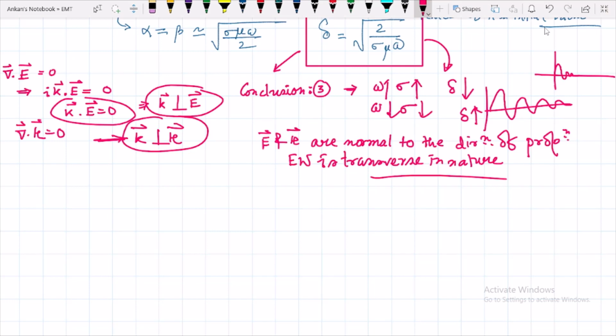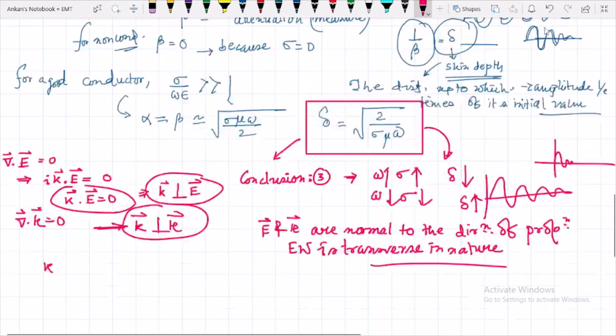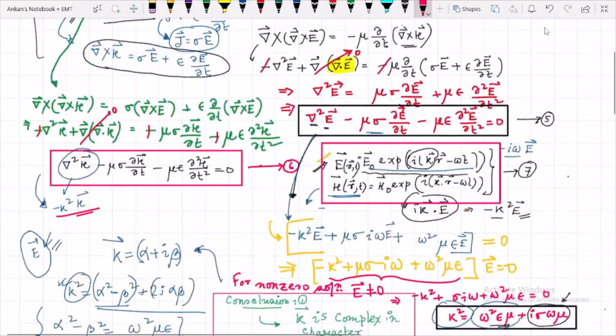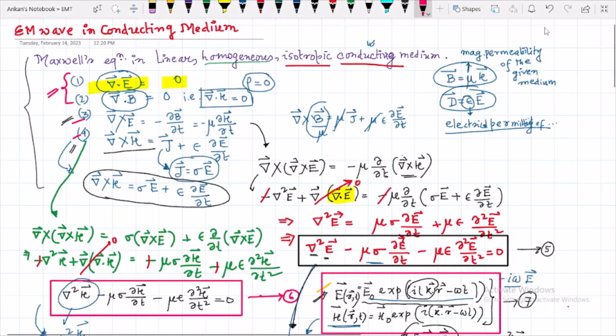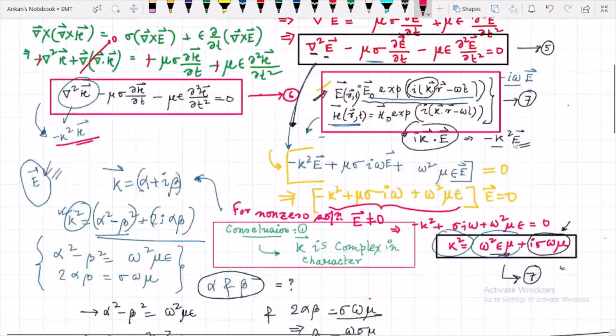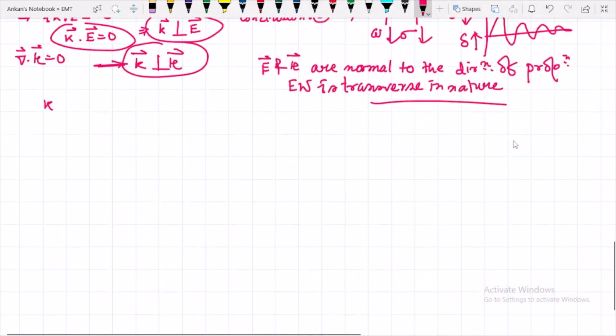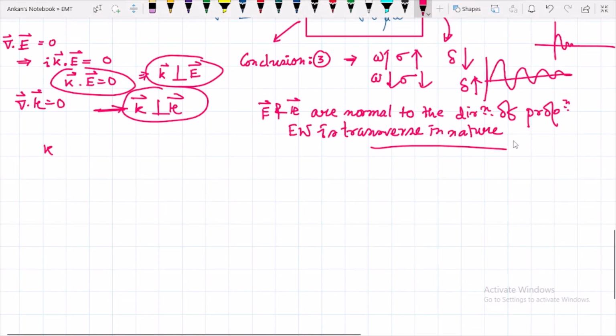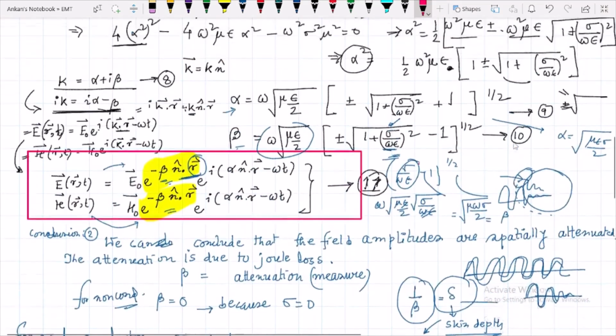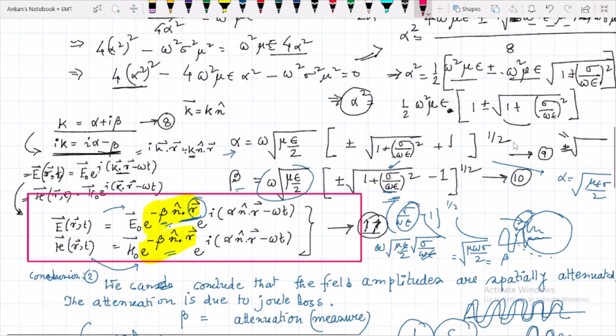Again from the third condition, what is the third condition? I think curl of E, yes, curl of E is equal to minus mu del H del T. So taking curl of E from the plane wave solution, we also obtain ik cross E. Okay, let me at first again verify the results obtained from here.